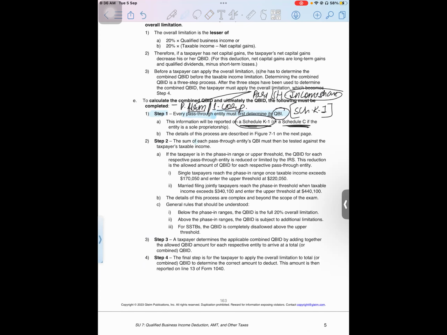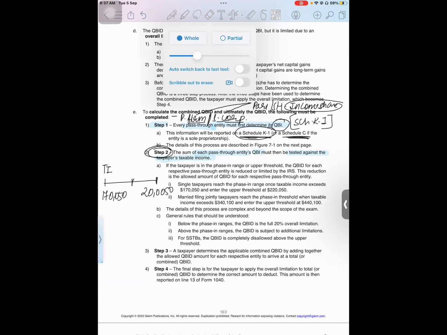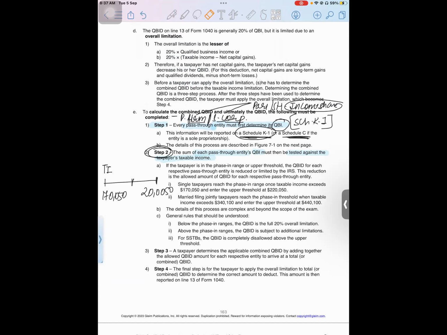The sum of each pass-through entity's QBI must then be tested against the taxpayer's taxable income. This is saying that whatever your taxable income is, you check at which level it is falling, 170,050 or 200,050 or something like that. Here the difference is just 50,000. I always used to remember the lower limit and just add 50,000. You just have to check.